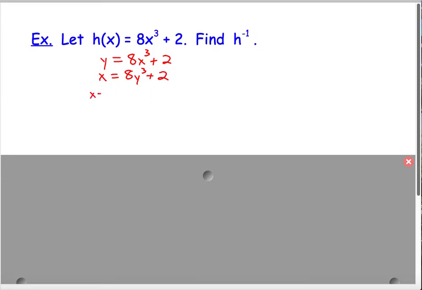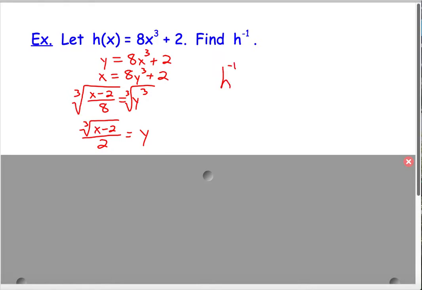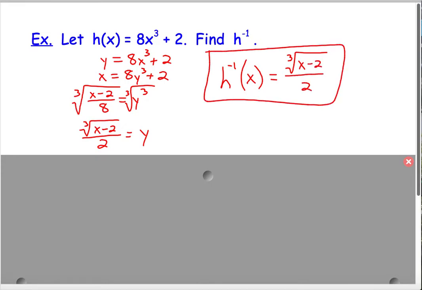So I'm going to subtract 2, divide by 8. That equals y cubed. And then I'm going to need to take the cube root of both sides to solve for y. And I'm going to get the cube root of x minus 2, over the cube root of 8, which is just 2, so I can simplify that. And on the other side we have y. So h inverse of x is going to equal the cube root of x minus 2 all over 2. And that's it.